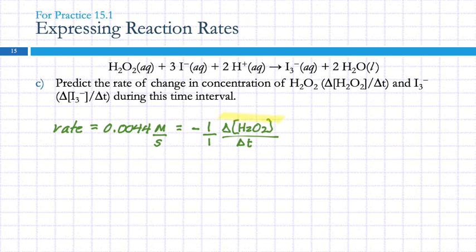So again, what we're trying to find is not just a single letter X, it's this kind of complicated looking thing. Well, if negative this equals that, then what does this equal? Negative 0.0044, right? So delta H2O2 divided by delta T is going to be negative 0.0044.